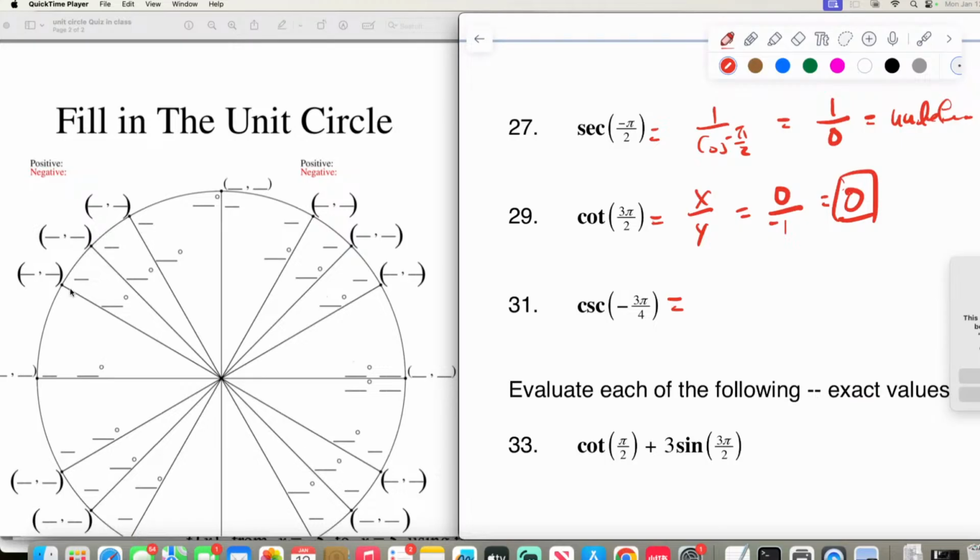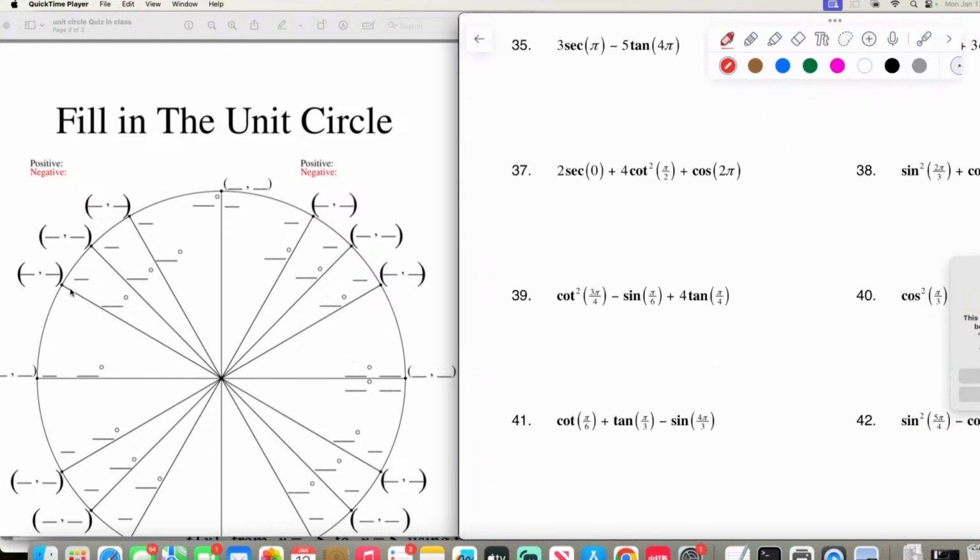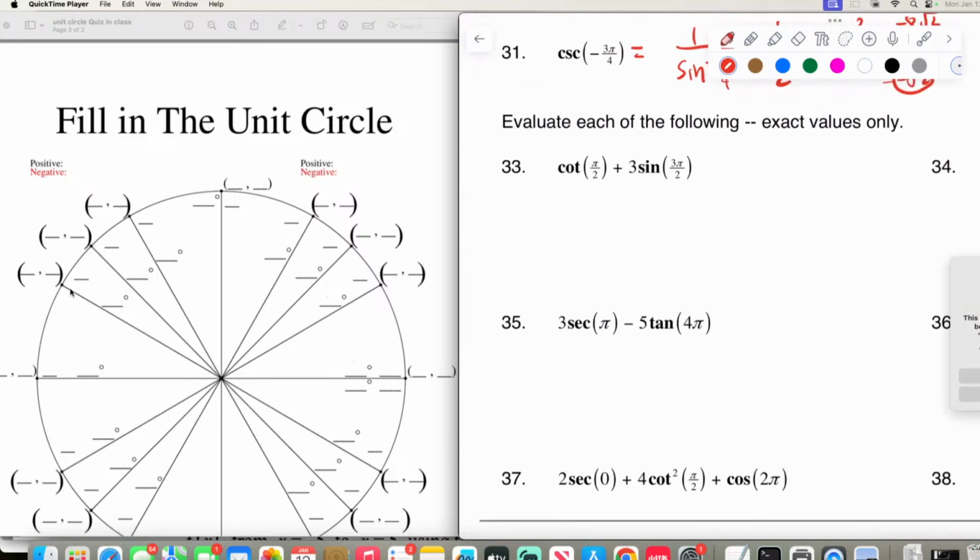Cosecant of negative 3 pi over 4. So that will be 1 over sine of negative 3 pi over 4. So that means 1 over negative root 2 over 2. So it'll be 2 over square root 2, negative. So that's equal to negative 2 root 2 over 2. So that's equal to negative root 2. Is that okay? Okay. So now this comes to a very interesting one here.